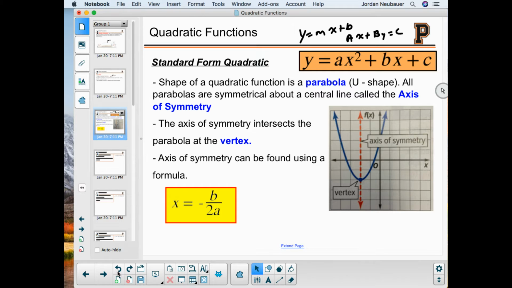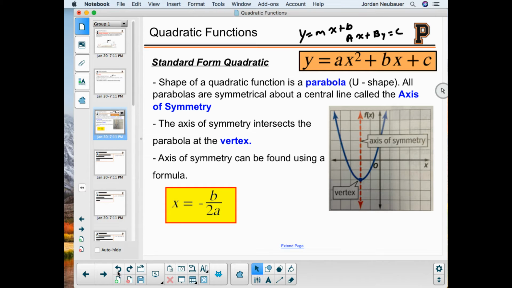A couple more notes just on the shape. Shapes of quadratics are what's known as a parabola or a U-shape. And all parabolas have symmetry to them. That symmetrical line that splits the parabola in half is known as the axis of symmetry. Axis of symmetry essentially represents that fold line. And what that AOS does, it intersects the parabola at the vertex, and like I said, it splits the parabola in half.